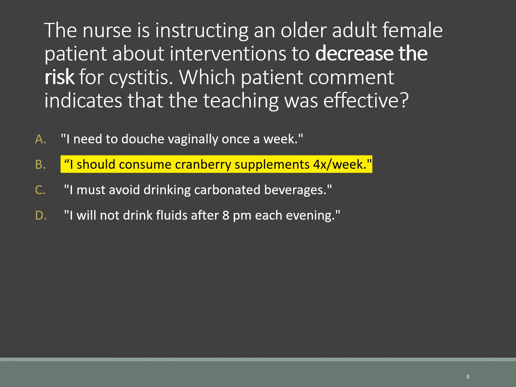Avoiding fluids after 8 p.m. would help prevent nocturia, but not cystitis. It is recommended that patients with incontinence problems limit their late night fluid intake to 120 mL. This is not an issue with incontinence.